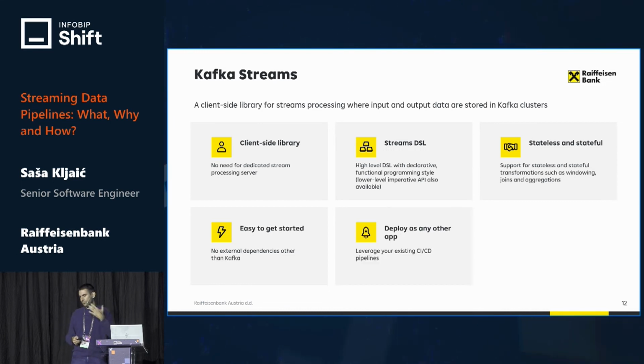Because a Kafka Streams app is a normal Java or Scala app, you can deploy it anywhere. And you can leverage your existing CI/CD pipelines. And it's very easy to scale, especially if you have some kind of container orchestration platform where you just increase the number of instances and that's it.